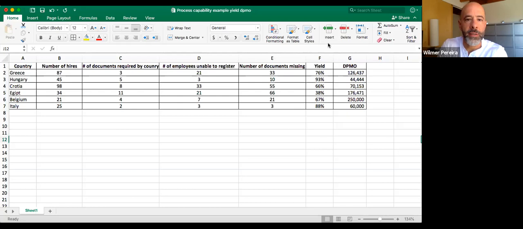The data that you see in this file comes from one of the HR processes in some countries in Europe. In specific countries, once a company has a new employee, the company needs to register the employee with the local authorities. Depending on the country, there are a number of documents that we need to submit on behalf of the employee. In some countries, as you see here on the table, it is as little as 2, Italy for example, and in others it's as high as 11.